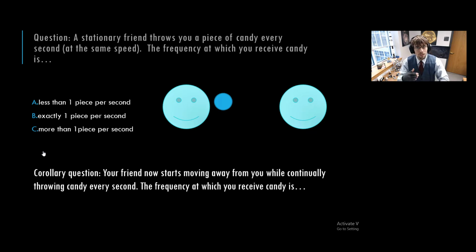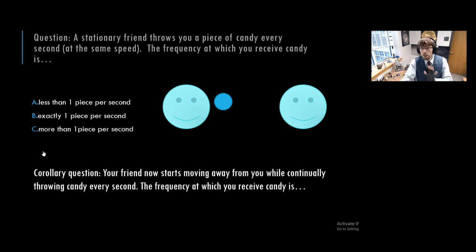Yeah, good. Because your friend throws a piece of candy, they move backwards, and they throw another piece of candy. That second piece of candy has a longer distance to travel. And because it has a longer distance, a longer time, which means you're not going to receive your piece of candy every second. You're going to have to wait a longer time to get the next piece. So on average, you will get less than 1 piece a second. Good so far?